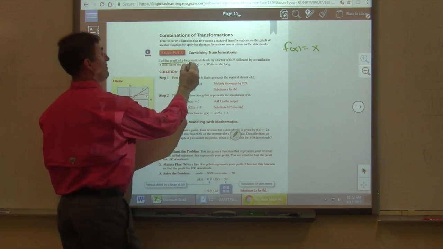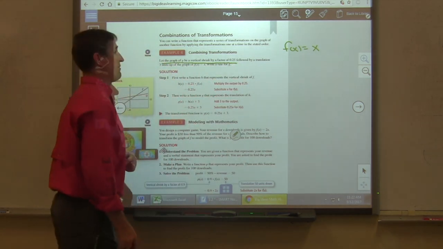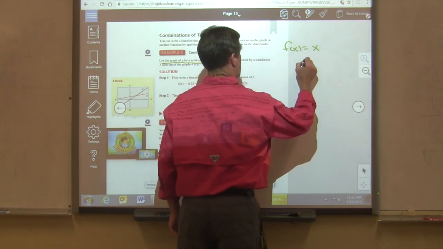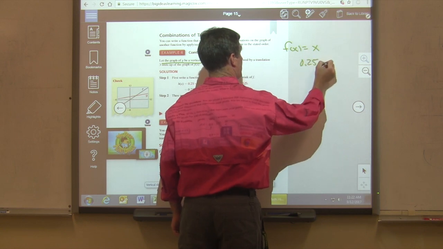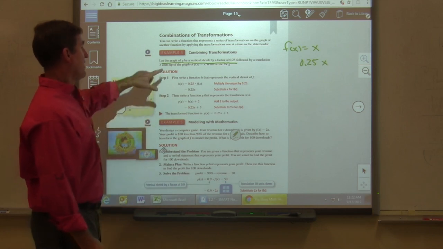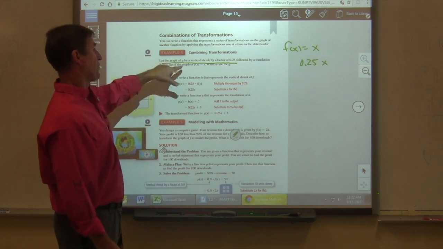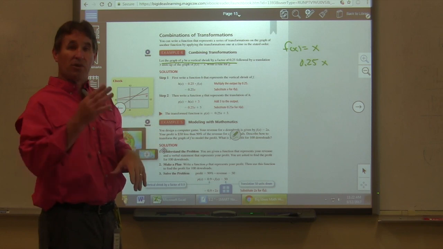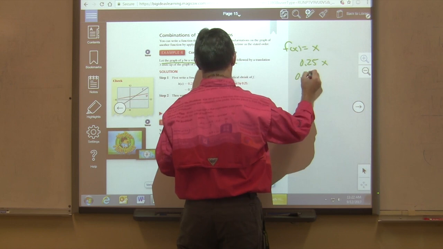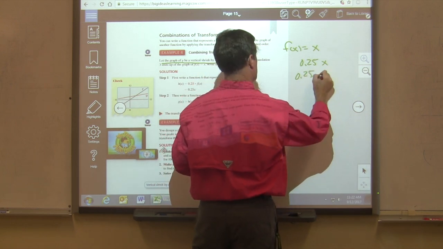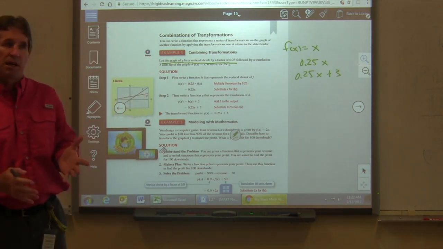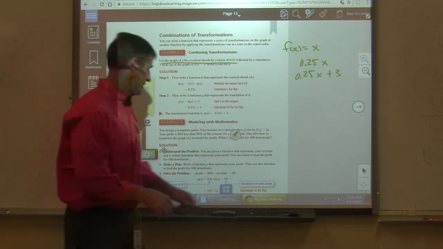It says let the graph of g be a vertical shrink by a factor of 0.25. So vertical affects the whole thing, so that would be 0.25 times the function, which is x. So we took care of the first one. Then it says followed by a translation 3 units up. Well, again, 3 units up is vertical, so it affects the whole thing. So we add 3, and we're done.